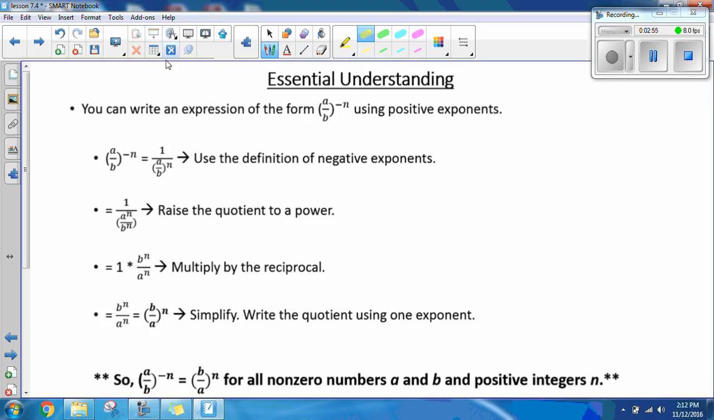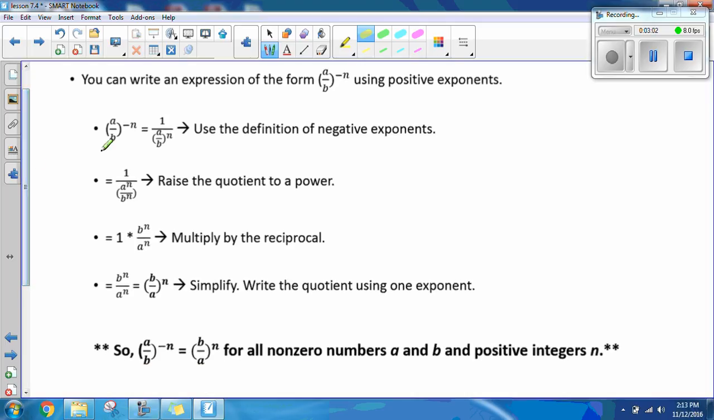You can write an expression of the form a over b to the negative nth power using positive exponents. Well, a over b to the negative nth power, since it's a negative exponent, we can rewrite that as 1 over a over b to the nth power in the denominator. Using the quotient to a power, we can rewrite this as a to the n over b to the n in the denominator. Well, dividing by a fraction just means multiplying by the reciprocal, so we can rewrite this fractional expression as 1 times b to the nth power over a to the nth power.